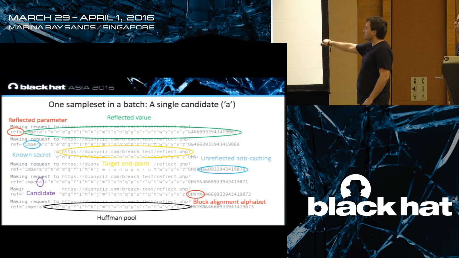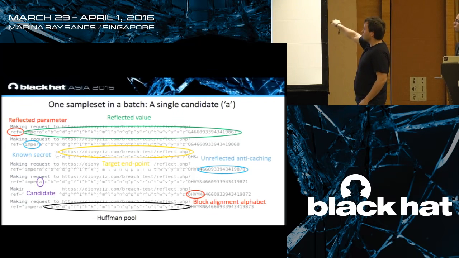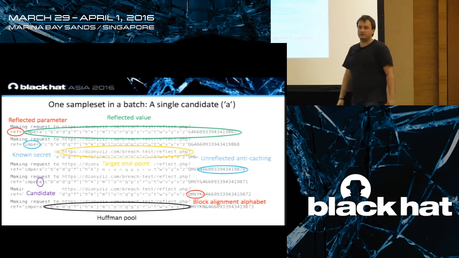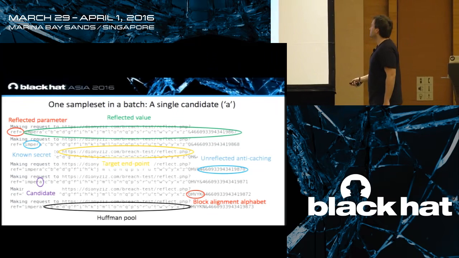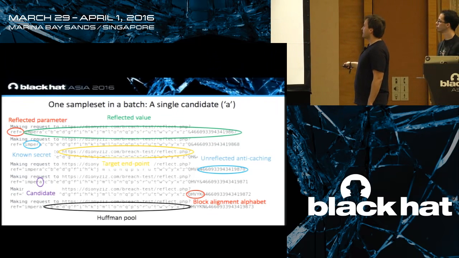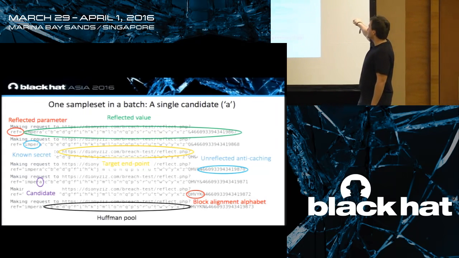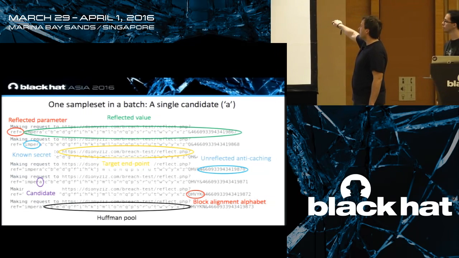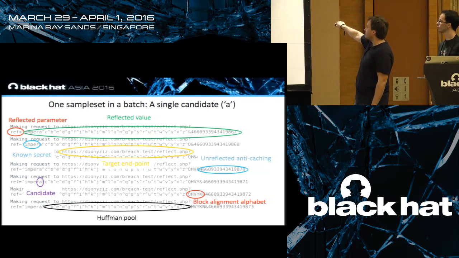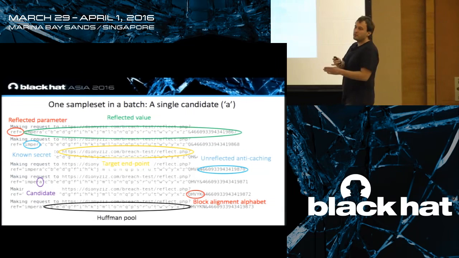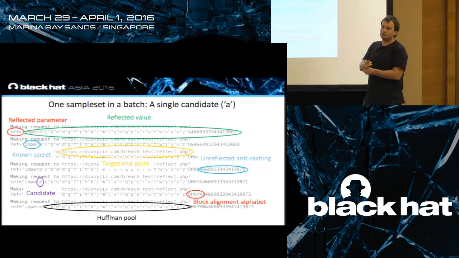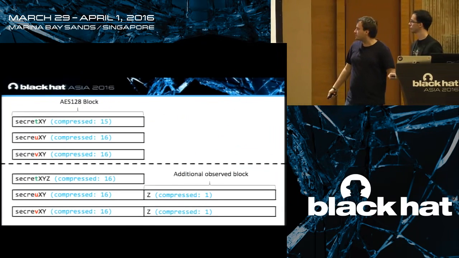And so you can see all of these requests contain exactly the same guess. And then we fill it up with a Huffman pool, which is exactly the same technique as in the original BREACH. But the new thing that we're doing here is that we're adding some extra padding, which is just 5 random characters. So you can see this here. And we call this the block alignment alphabet. And so you can see in the first request we have 0 block alignment, and here we have 1, then 2, up to 15. And so at some point it will reach the block boundary and it will create a new block. So you can see this here.